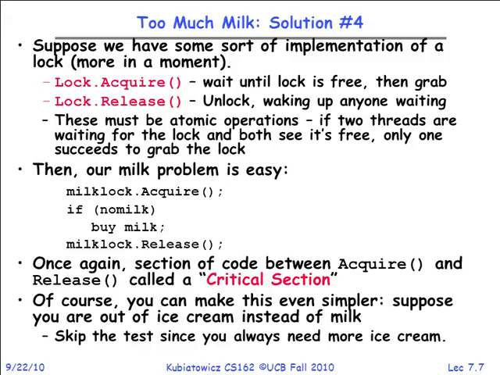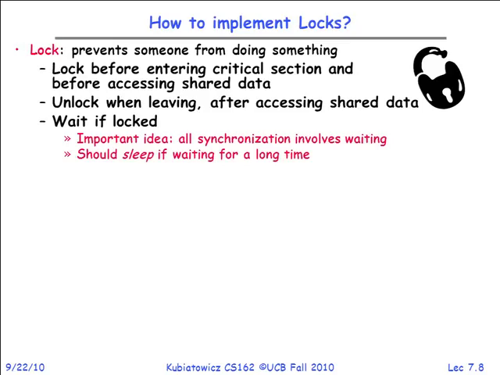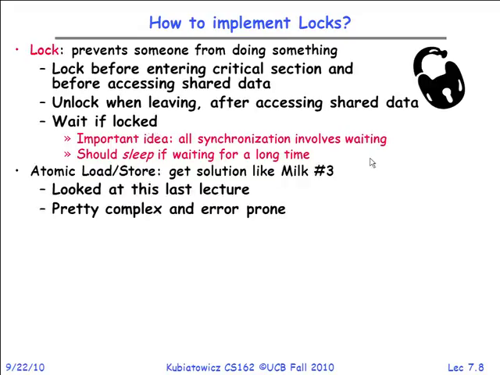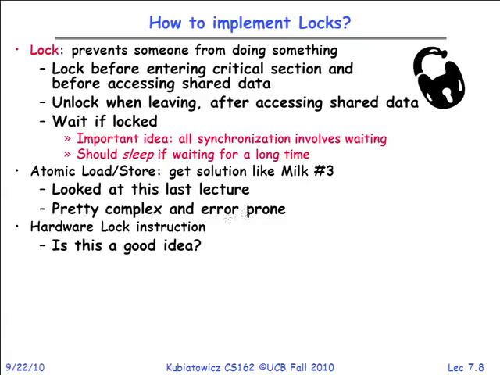All right. So how do we build them? So the lock is preventing somebody from doing something. Okay, so we're locking before the critical section and unlocking when leaving and waiting if locked. And again, the point is that all synchronization involves waiting somehow. Now, if you look at the load store solution from last time, milk number 3, it's pretty complex, it's error prone, and it's not really the way we'd want to do a lock. And it also has busy waiting in the middle.